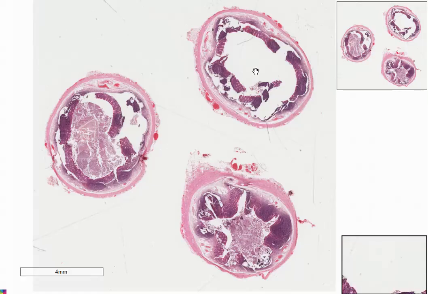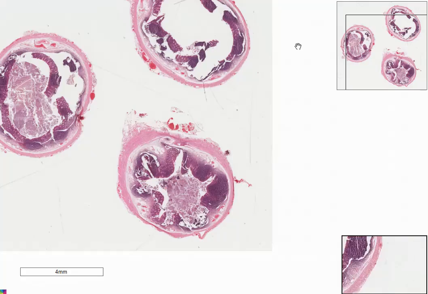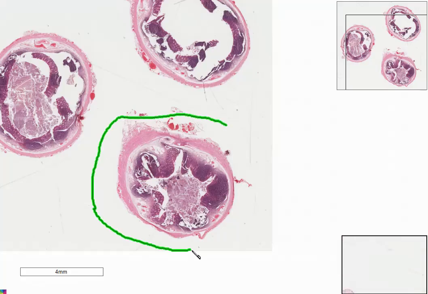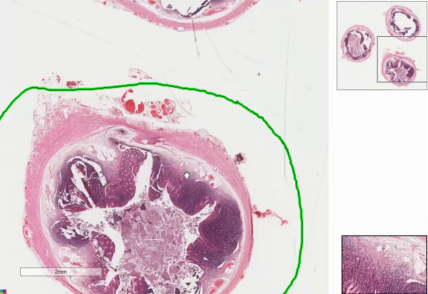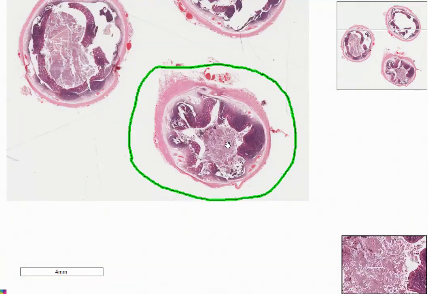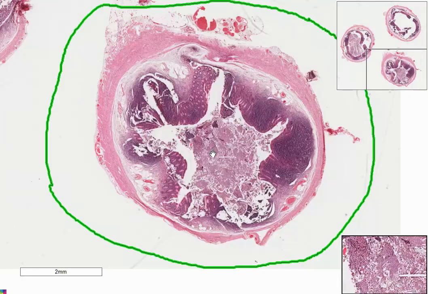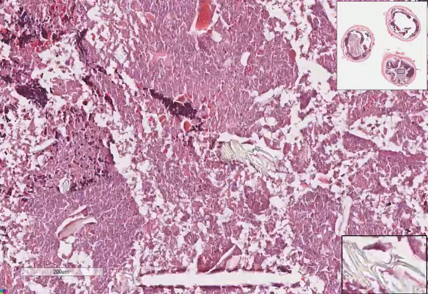So what we have here is a normal appendix. We've got three sections here. I think I'll just pick the best section, this section right here. We'll use this section. And in the appendix, we can notice it's circular. It's got a lumen. In the lumen here, we can see there's fecal material and vegetables. You can see vegetable material.